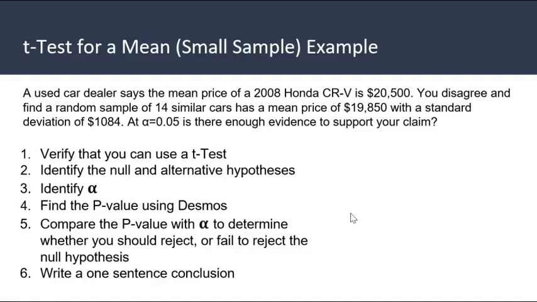Okay, so now we're talking about the mean price of a Honda CR-V. They say it's 20,500, but you disagree, and you find a mean price of 19,850. Okay, so t-test, sample of 14, that's less than 30, so we're good. So what are our hypotheses? Well, the null, okay, is they say the mean is equal to 20,500, all right? The alternative, you disagree, and you found a lower price. So your claim is going to be that it is less than 20,500. Okay, and then we go to Desmos.